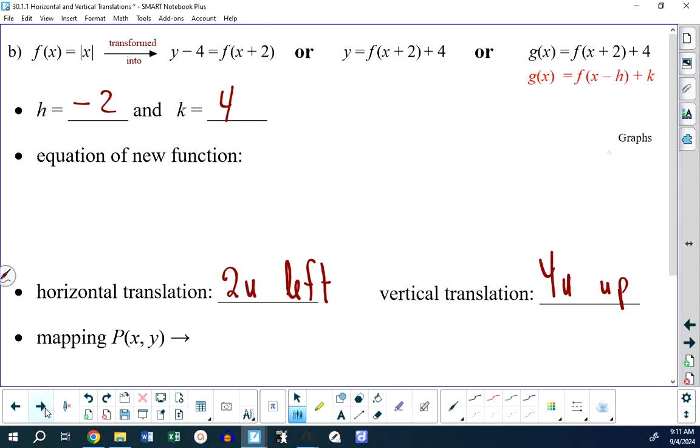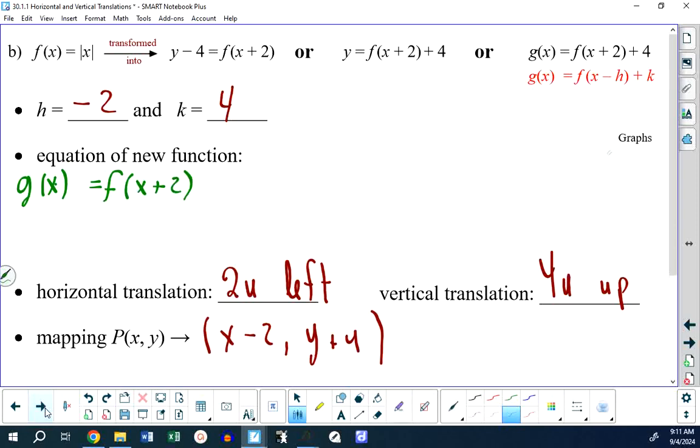And if that's the case, then the mapping should be that x comma y maps to x minus 2 comma y plus 4, which it will. But the only way to convince you of that is to graph both functions, and the only way you can graph the new function is to determine the equation of the new function. So we have g of x equals f of x plus 2 plus 4. So what does f of x plus 2 mean?